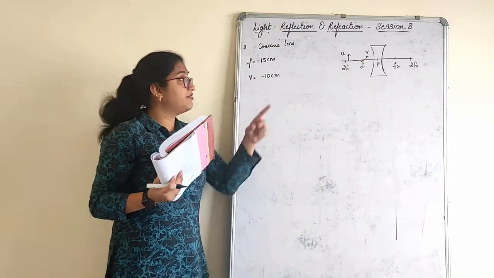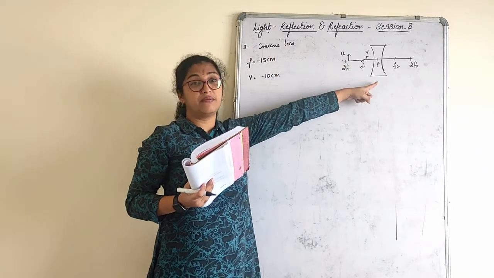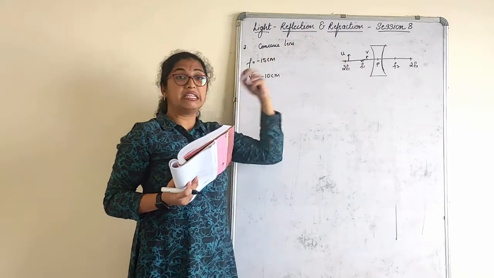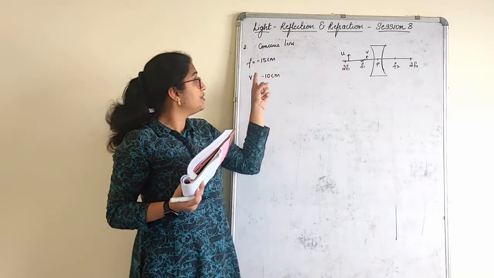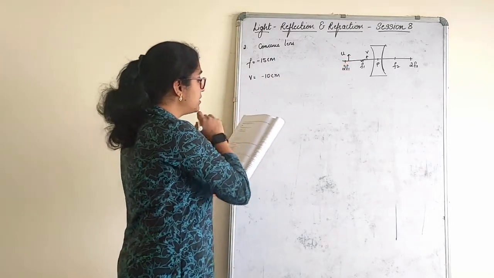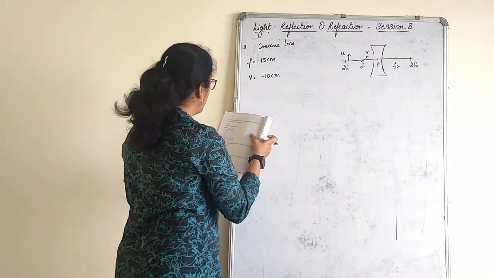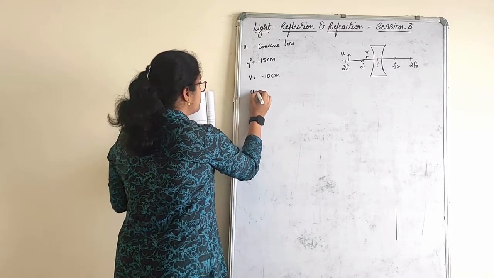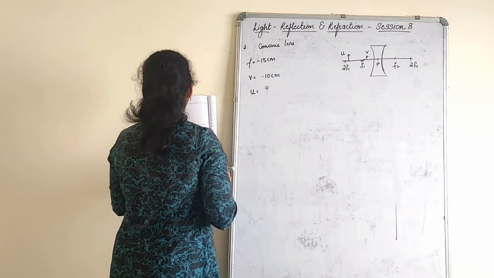Now did you understand why I always keep a rough diagram behind? Because when this is there, children, easily I can see it is V, so V has to be minus. Got this? 10 centimeter from the lens. How far is the object placed? U is equal to question mark.